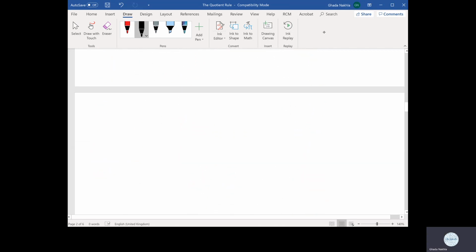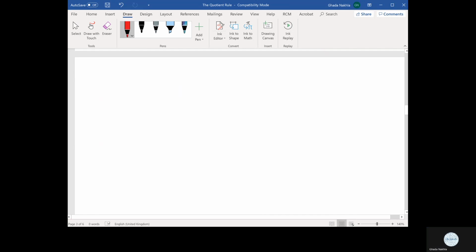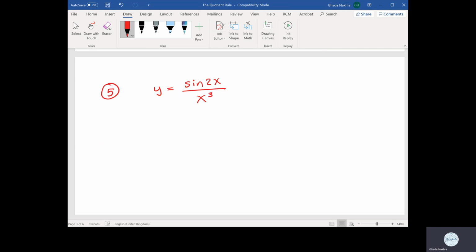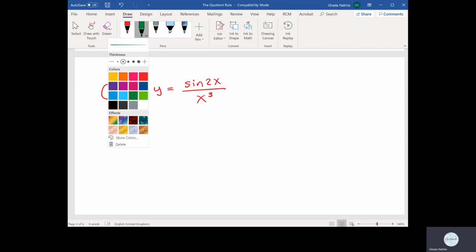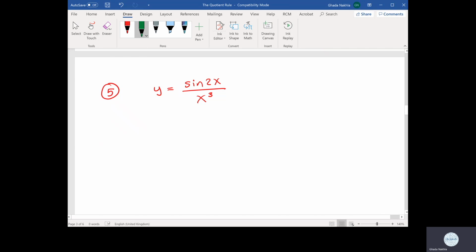So let's take a look at question 5. The next question is y equals sine 2x divided by x cubed. Do you remember what the first step is? Identify which rule you're using, and in this case I'm using the quotient rule because it's a function of x divided by another function of x.